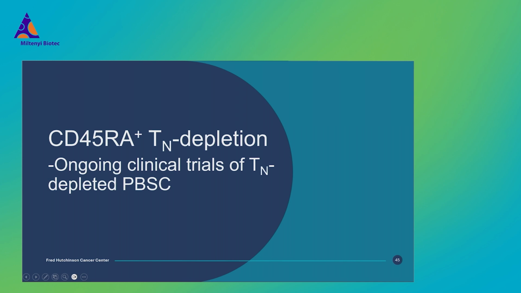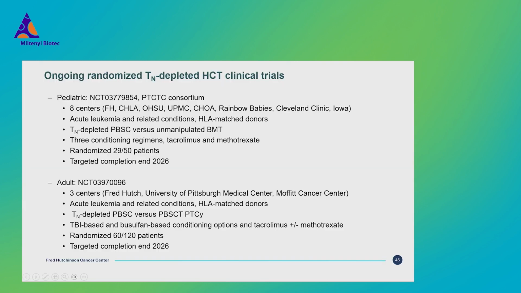So we're now performing randomized control trials to evaluate naive T-cell depletion. We have 2 randomized trials going at the moment. The first is a pediatric transplantation and cell therapy consortium study being performed at 8 centers across the US as listed. We're enrolling children, adolescents and young adults with a history of acute leukemia or related malignancies who have HLA-matched donors. They're being randomized to naive depleted PBSC versus unmanipulated bone marrow transplant.